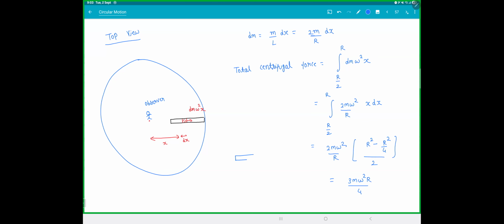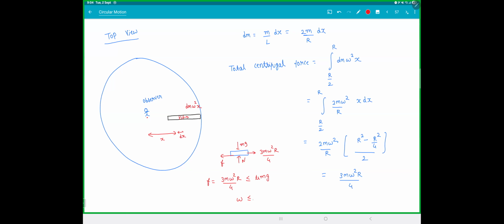Now, from the rod's perspective, there is a normal reaction and there is mg. There is one friction force trying to balance all this, and there is the centrifugal force, which is 3m omega square L by 4. So F must be equal to 3m omega square L by 4. And we know friction must always be less than or equal to mu mg. From here we get omega must be less than or equal to the root of 4 mu g by 3L. As long as the speed is anything less than this, you are safe. Therefore, omega max will be root of 4 mu g by 3L. So that's your answer.